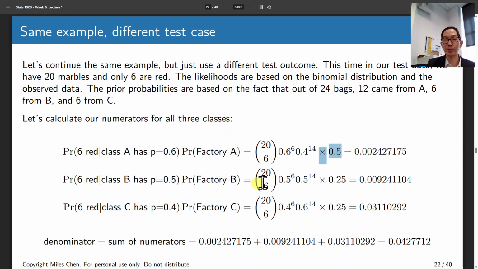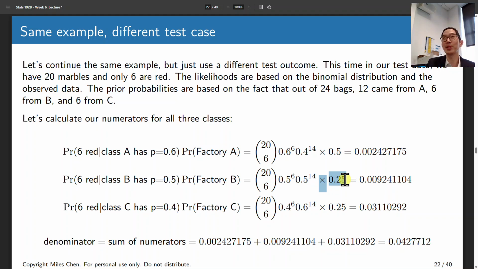For Factory B, it's going to be 20 choose 6, 0.5 to the 6 for red, since Factory B is 50% red, and 0.5 to the 14 for blue. And then its prior probability is 0.25.